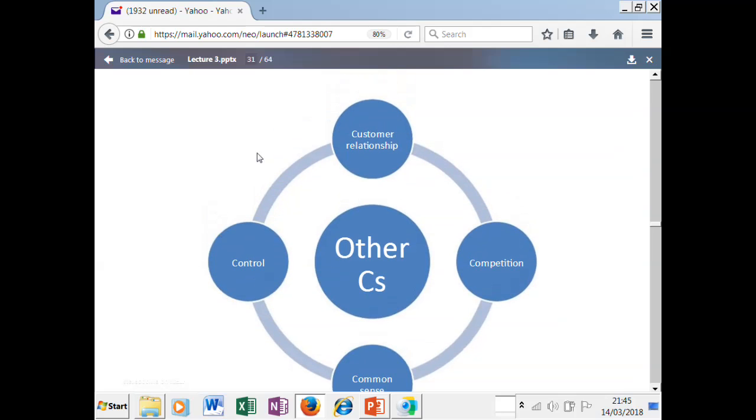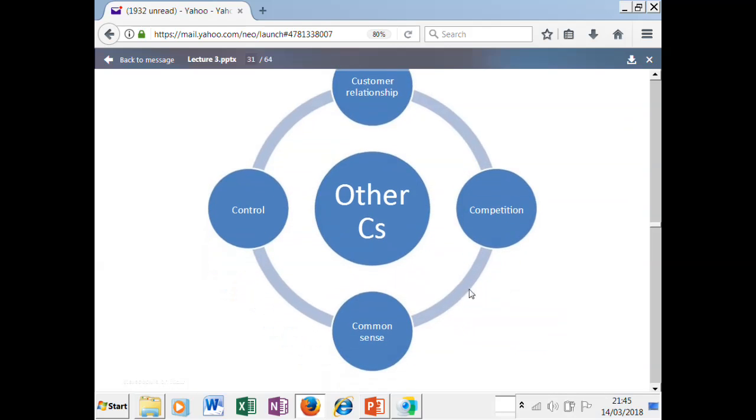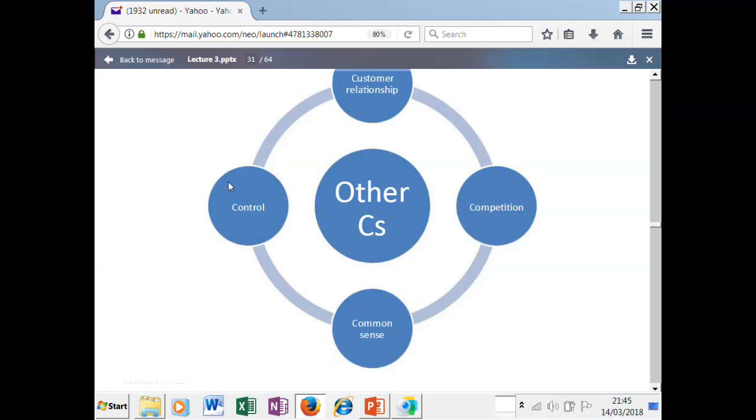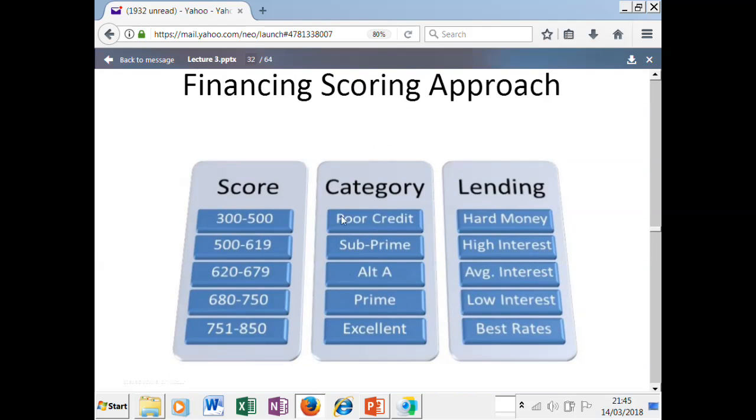And then you have other C's: customer relationship, competition, common sense, and control. That's 9 C's. Not 5 anymore, you have 9 C's already. Customer relationship is very important. I mentioned this before, right? You have also competition with other banks. You also have common sense, right? And also control. This is financing score.